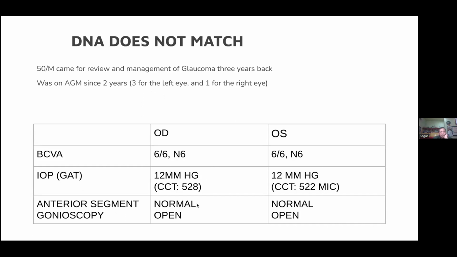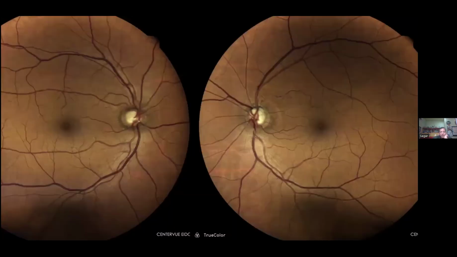When I saw him 3 years back, his pressures were 12 in both eyes. The gonioscopy showed open angles. The anterior segments were unremarkable. Vision was all right. And this is how his disc looked. The right eye seems okay, though there's a hint of NFL defect here. The left eye seems definitely notched, superiorly notched, with a slightly pale disc also.